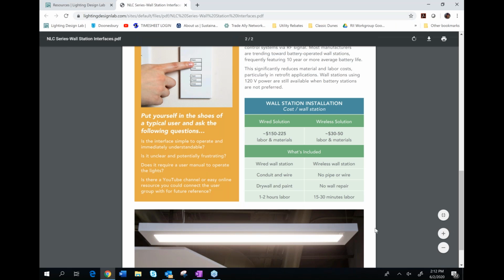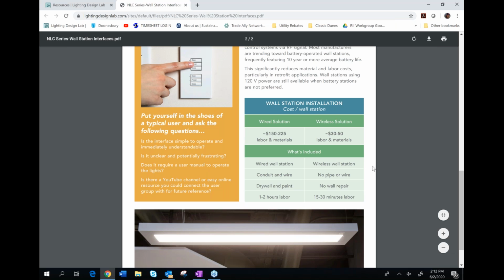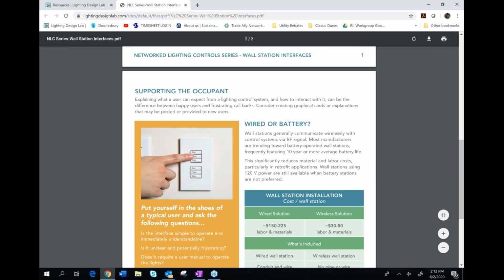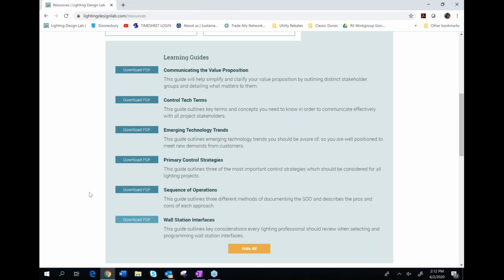But you also talked about conversations that need to happen further up the supply chain, like these decisions around a wired solution versus a wireless solution. So again, the resource works for customers. It works for trade allies, design allies, wherever you might be, utility staff included. That's great. I really like that wall stations one.